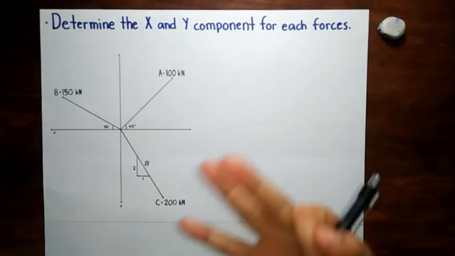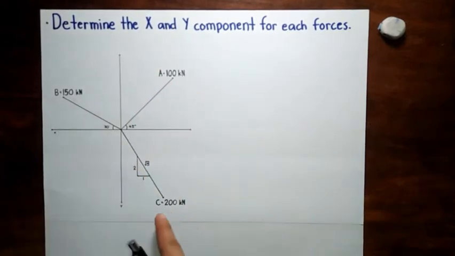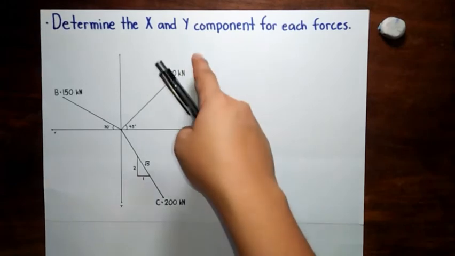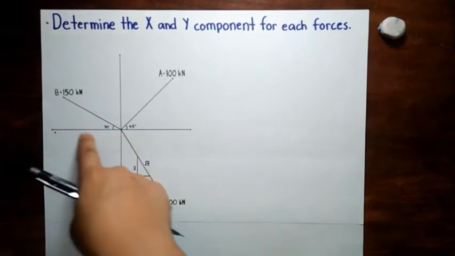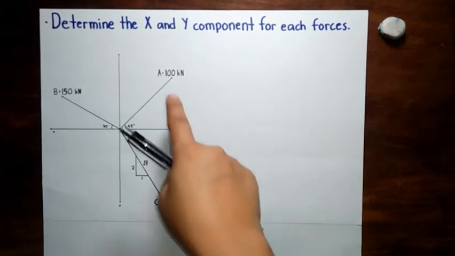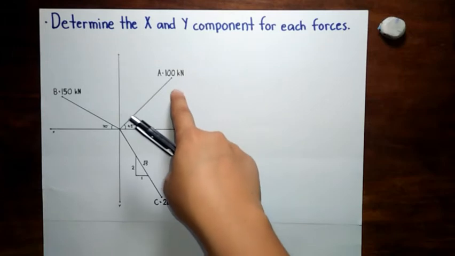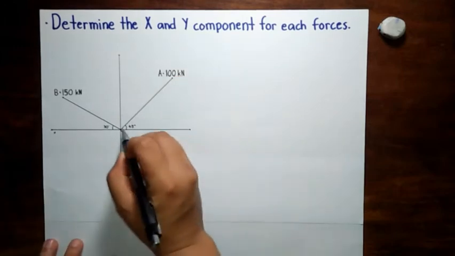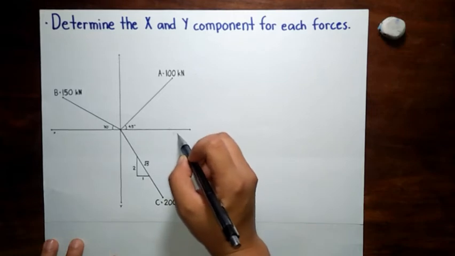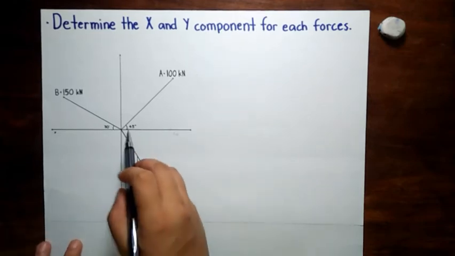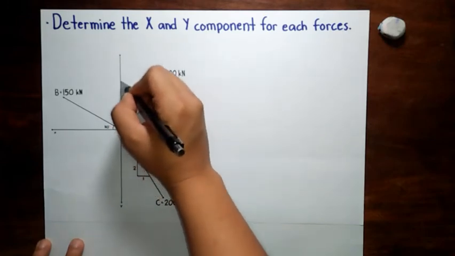So to begin, we have three forces here: the force A, the force B, and the force C. Force A is upward to the right, and it has an angle of 45 degrees with respect to the x-axis. Its horizontal component is horizontal to the right, and we call that AX, and its vertical component is upwards, and we call it AY.